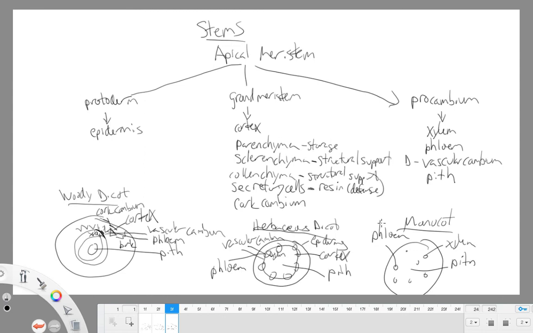Okay, so that is an overview of the development of both roots and stems and some of their anatomy. I want you guys to know this. I know it's a lot of different vocabulary, but once you get it down, it's very similar between the two types. There's only a couple little differences that you need to know. All right, back to the lecture.